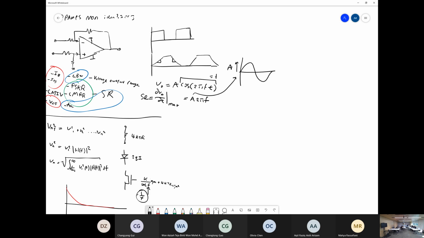Because it's a cosine wave, it goes to positive and negative A. So that would be your amplitude. Cool. So if you have your peak to peak value, it would just be VPP on 2. So it would be V peak to peak times pi times F. Cool. So that's your slew rate.